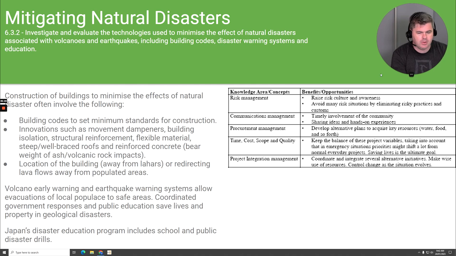So, to mitigate natural disasters, we look at prevention. Construction of buildings has to follow building codes. If they don't meet the building code, it could mean that during a disaster, the building fails and it collapses.